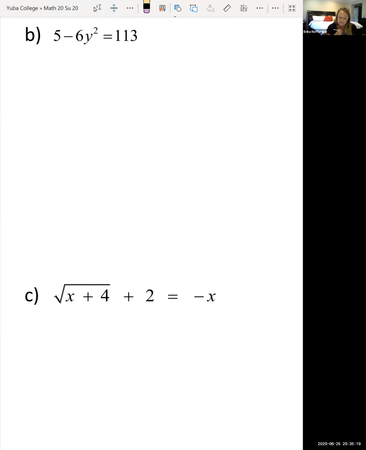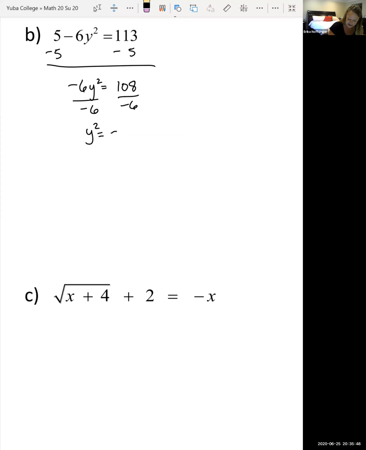We can isolate our perfect square. So if we subtract 5 on both sides, this is negative 6y squared is equal to 113 minus 5, that's 108. Let's divide both sides by -6. I know that actually 6 goes into 108 18 times. So this would be -18.